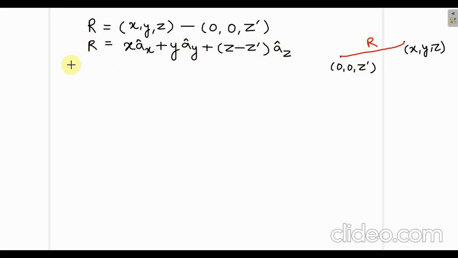Now, what will the magnitude be? If we determine the value of r only, it will be the root of x square plus y square plus z minus z dash whole square, that is, the sum of the squares of the components of ax, ay and az, under the root. But we are talking of r square, so it will directly be x square plus y square plus (z minus z dash) whole square.